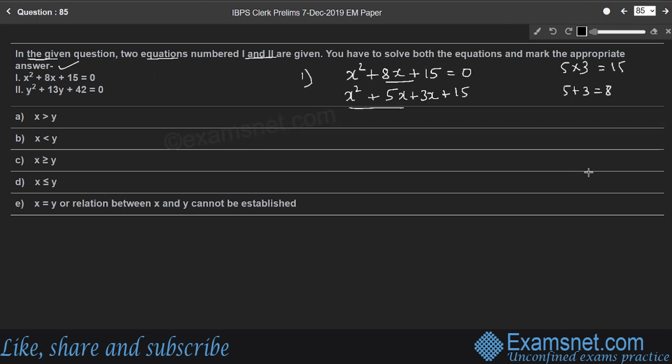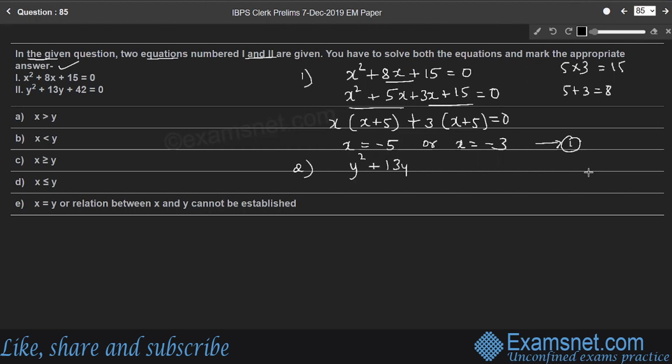Right? So, first two terms where x is common, x into x plus 5, plus in the last two terms 3 is common, 3 into x plus 5 is equal to 0. So, x is equal to minus 5 or x is equal to minus 3. Right? Consider this as 1. Second equation, y square plus 13y plus 42 is equal to 0. Right? So again, by splitting the middle term, we are solving the quadratic equation.